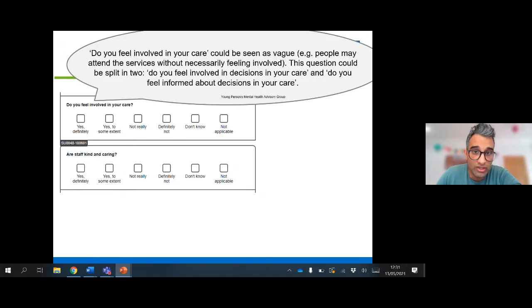These are some of the questions, and the service user said, "Do you feel involved in your care" could be seen as vague. People may attend the services without necessarily feeling involved. This question could be split into, do you feel involved in decisions in your care, and do you feel informed about decisions in your care? So what the service users are saying is, actually, we don't mind having a slightly longer questionnaire, as long as it makes sense and they can answer the questions.